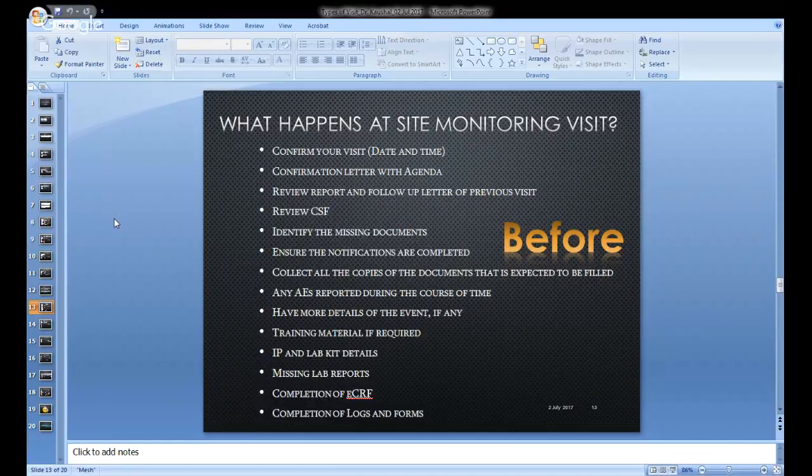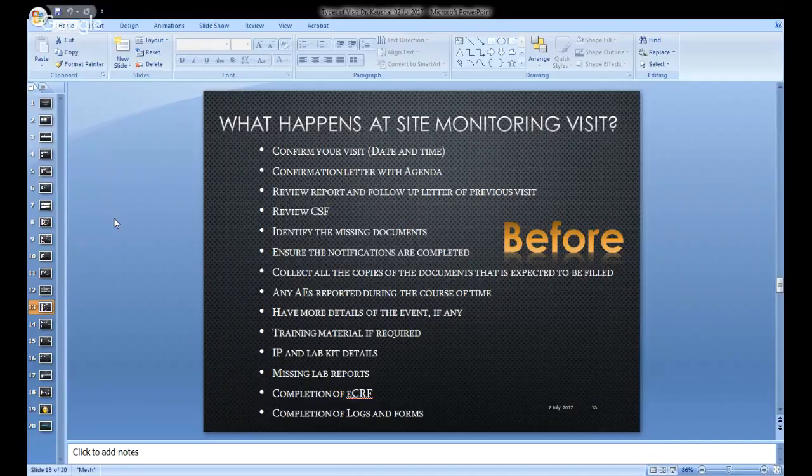IP and lab kit details. Have a detailed report with what were the new IPs that were sent, how many IPs were already dispensed till your last visit, how many lab kits were sent, how many lab kits are available from your end so that you can actually do a proper accountability when you are at the site.